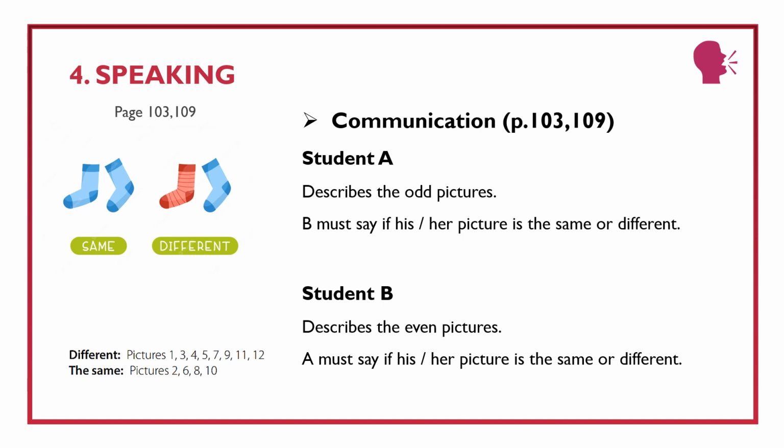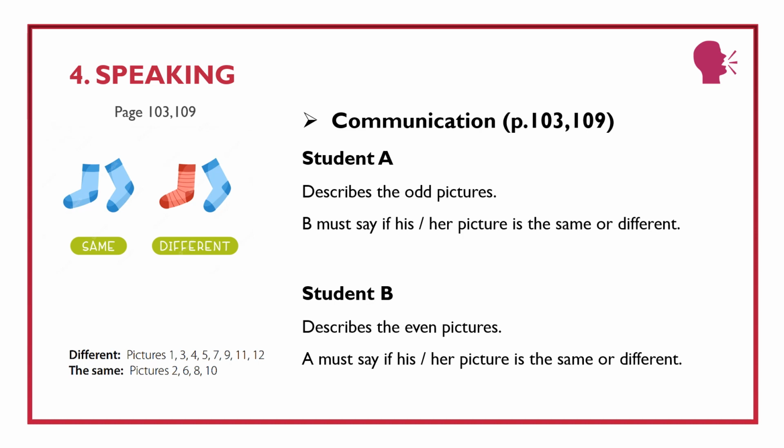Picture 4, he's a short man for student B, but for student A, he's a tall man. Picture 5, for student B is a young woman, but for student A, she's an old woman. Picture 6 is the same. Picture 7, for student B is a rich man, but for student A, he's a poor man. Picture 8 is the same.